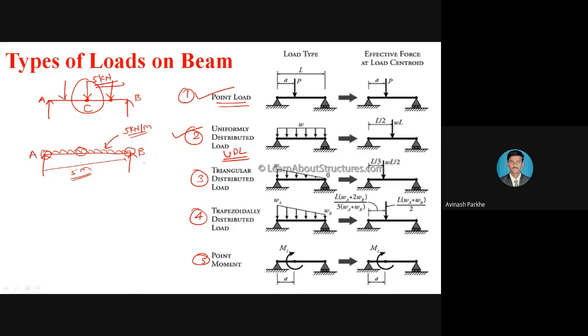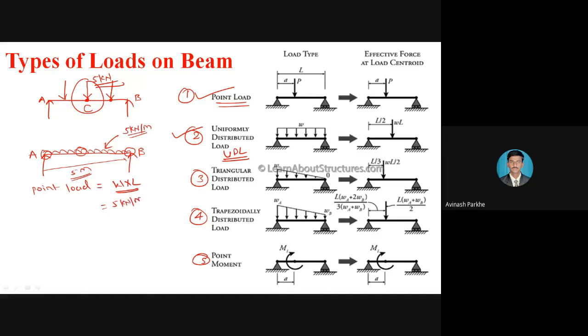But if such a UDL is given on the beam, we have to convert that particular UDL into a point load. This is very important. Whatever the magnitude of the UDL is given and whatever the length of the beam is given, that UDL we have to convert into a point load. Therefore, the point load is equal to W into L. What is W? W means whatever the magnitude is given.